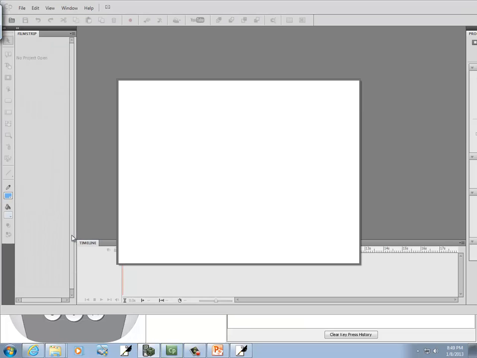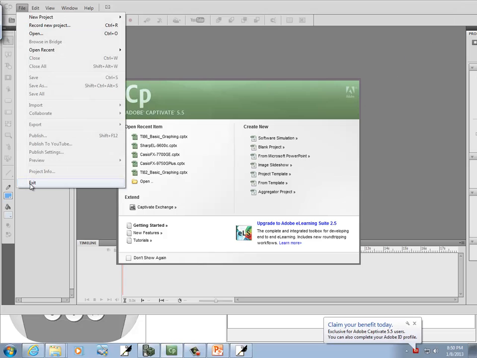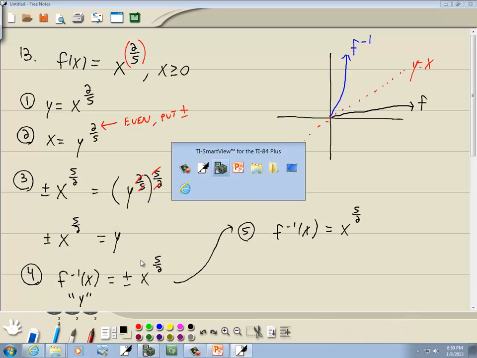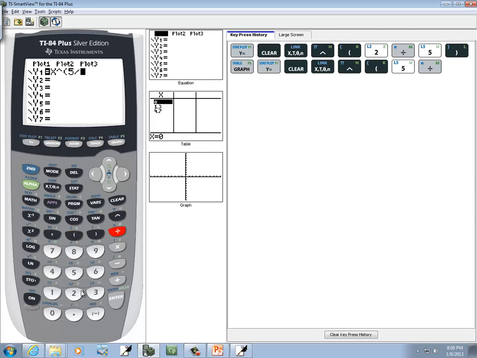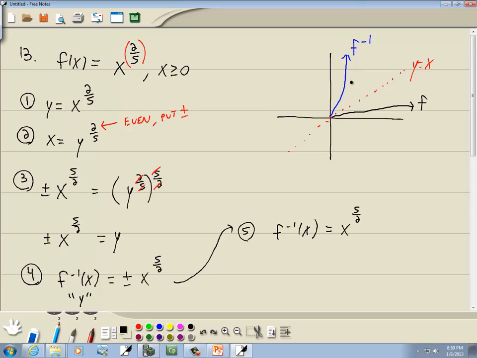X caret, and put parentheses around the exponent, 5/2. 5 divided by 2, closing parentheses, graph. Okay, well that looks like all I got, which is what my inverse is. So this is fine as is. We don't have to put any kind of restriction on what x is equal to.